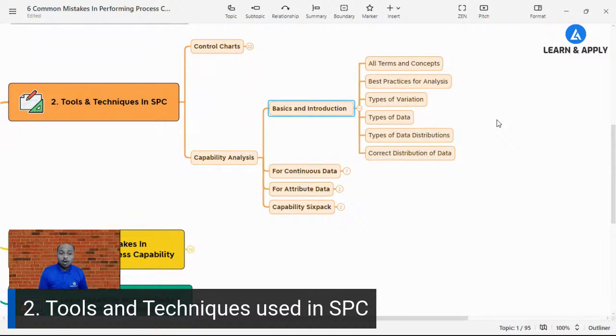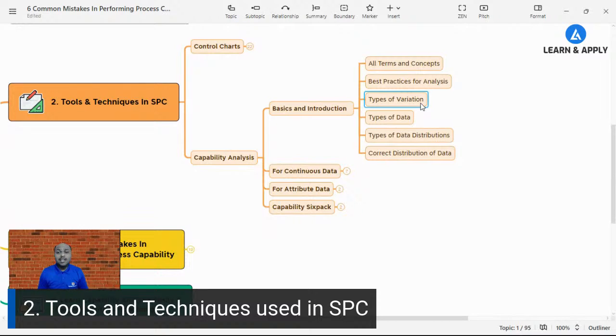Once we go into the common mistake part, I will explain that in detail. But here, please understand, even if you are going to conduct the process capability analysis, the first step is to understand the various process capability indices, and the various terms and concepts that are used in process capability. So the first step is to learn all the terms and concepts. Learn what the best practices are. Why? Because if you don't follow these best practices, it results in mistakes.